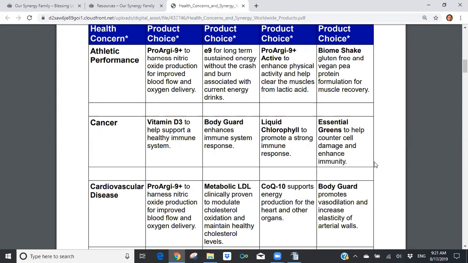So those two products, ProArginine Plus and Metabolic LDL, would be two great products for helping people to address cardiovascular disease. Again, first choice, nitric oxide therapy, our product of choice, ProArginine Plus. And then if they want to go beyond that, depending upon what some of their other cardiovascular health issues are, Metabolic LDL, coenzyme Q10, especially if they're on a statin, and then Bodyguard.